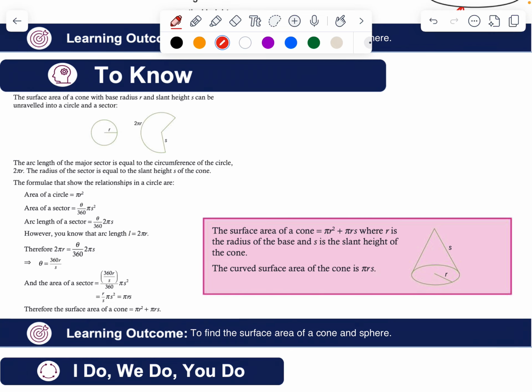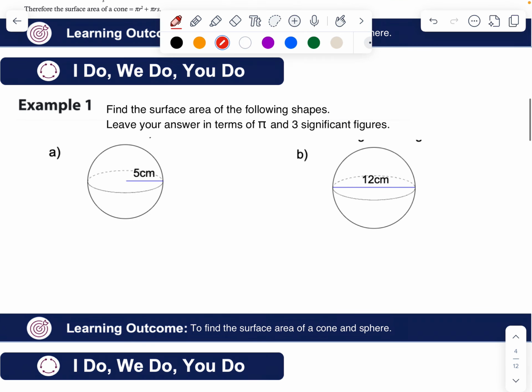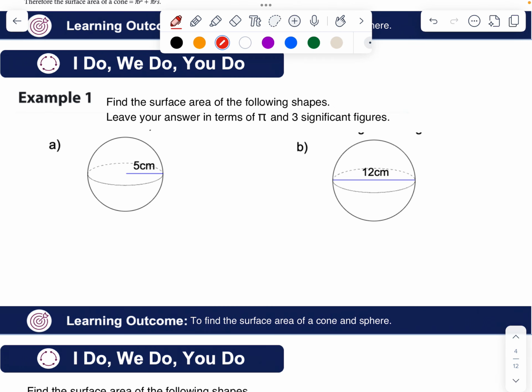When you're working out the surface area of a cone, they call it S in this, but it's L in the formula page. You have to work out the curved surface area, which would look like this flat, but then you'd also have to add the circle as well. So let's go and try some questions. We're going to leave them in terms of pi. The first one just wants the surface area. Again, you don't need to remember the formula. You'll be given it, it's 4 pi r squared, but we're going to leave it in terms of pi.